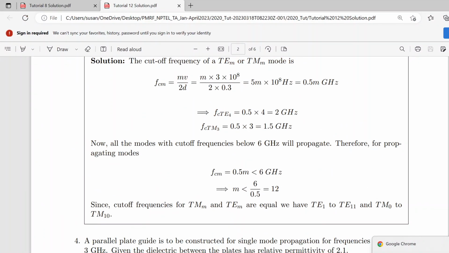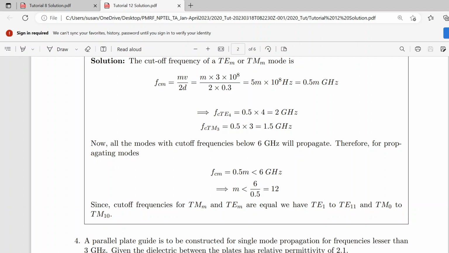Okay, so since the cutoff frequencies we have, there are 12 modes which propagate. When we say 12 modes, there are TE and TM. In case of TE and TM, let's see how the 12 modes are. One is TE1 to TE11. Okay, so it's not 12 modes.